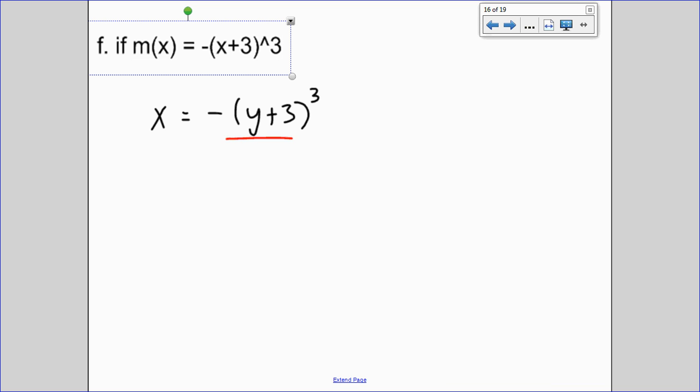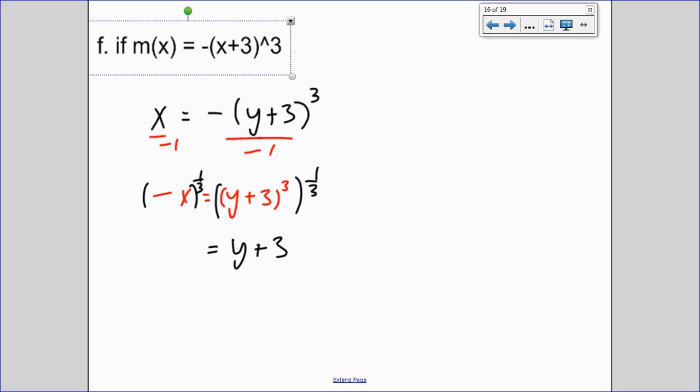I have a multiplication first. I'm going to divide by -1. So I get negative x equals y plus 3 cubed. And again, I'm just thinking about how I undo stuff. So if I have a cubed, I would take the cube root. Another way of doing that is taking both sides to the 1/3 power. And you can write it either way. I don't mind either way. But it's nice to think of these as exponents. So I get negative x to the 1/3.